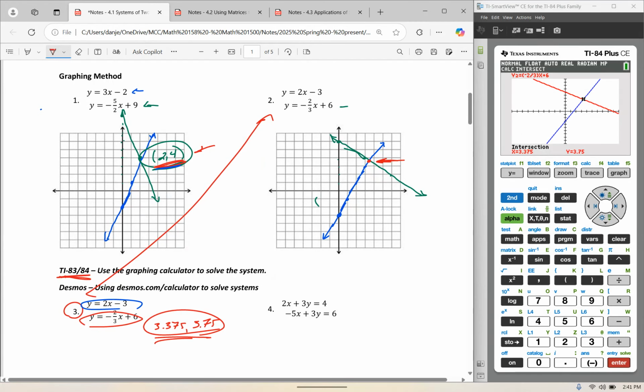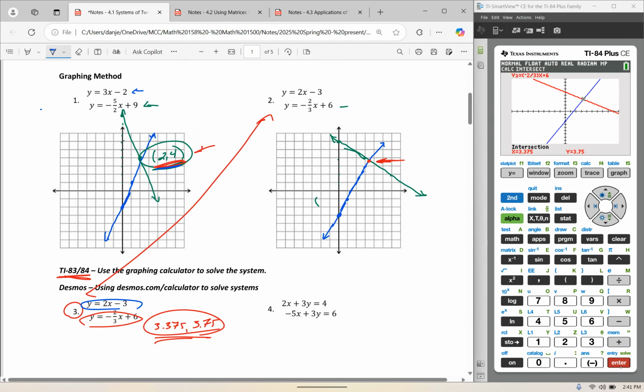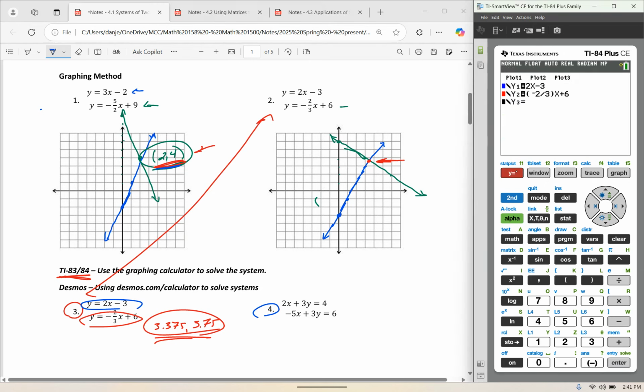I can use the graphing calculator. I'm going to switch back to blue here. If you notice number 4, however, 2x plus 3y equals 4, negative 5x plus 3y equals 6. If I go to y equals in my graphing calculator, I have to solve those equations for y. Further in the video, in a few minutes, I'm going to show you why I wouldn't bother to solve this system by graphing. I would use a different method. If, however, you want to use graphing method to solve this, something I would show you is to use Desmos.